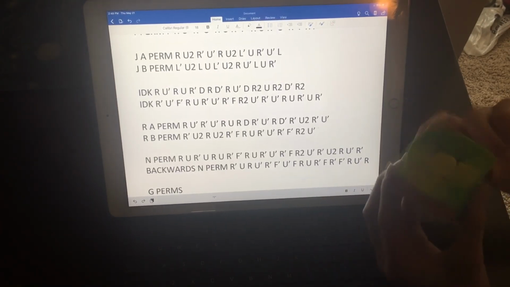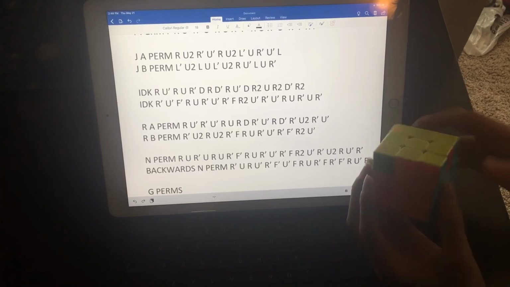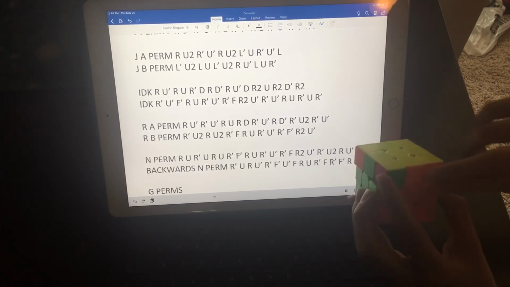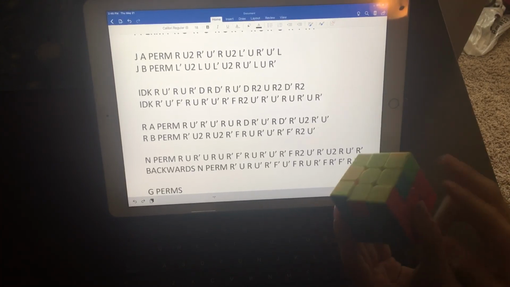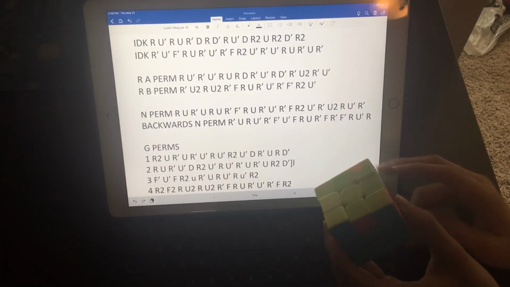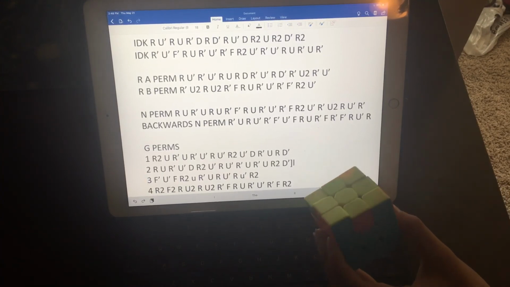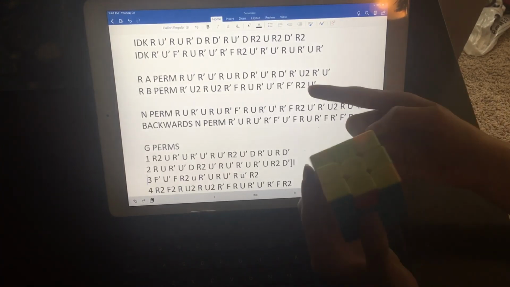The RB perm is different. You will have the 2 bars on your left of the dots and nothing here. So instead for this one, you will have the dots face you. And you do this algorithm.